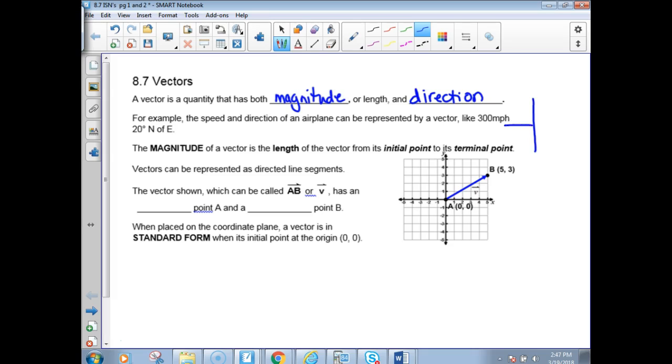If you thought about north, south, east, and west, what would this mean? 20 degrees north of east. So you're to the north of the east, so you're north of the east line. So that would put you going that way. And it would be 20 degrees, and that is to the north of east. And the vector would actually be the 300 miles an hour.